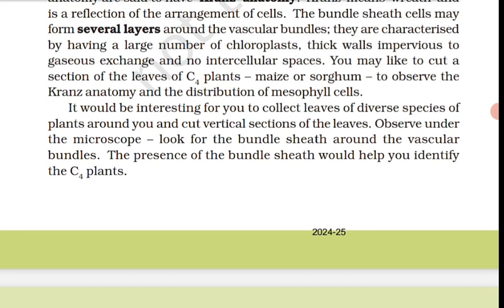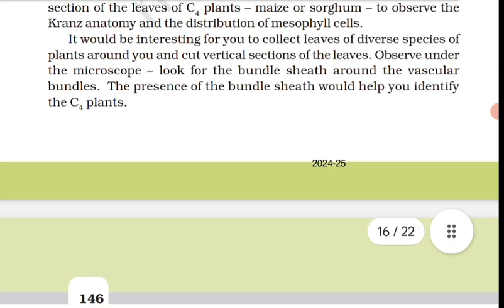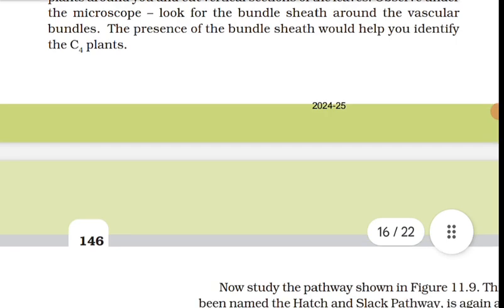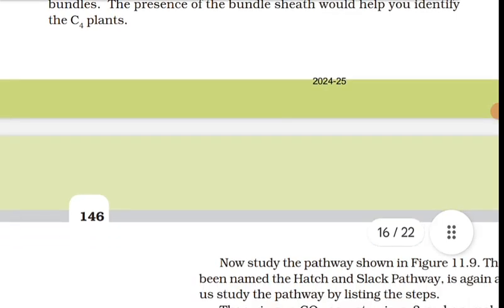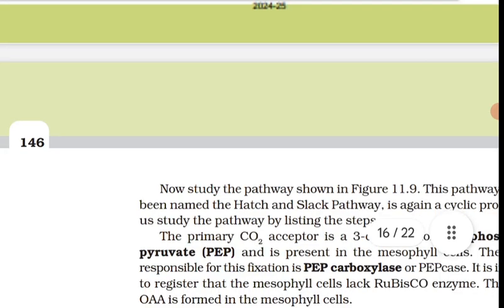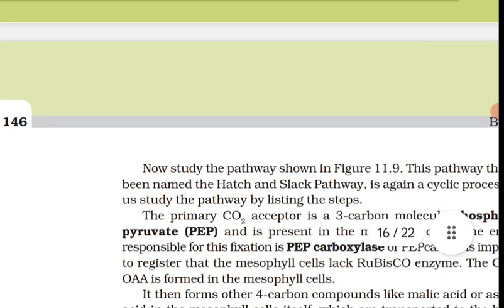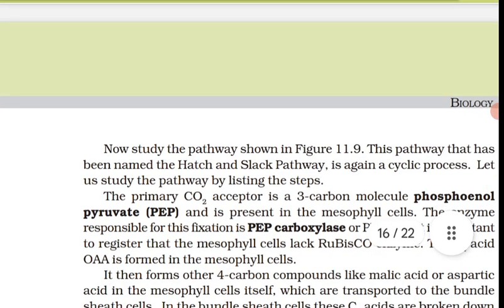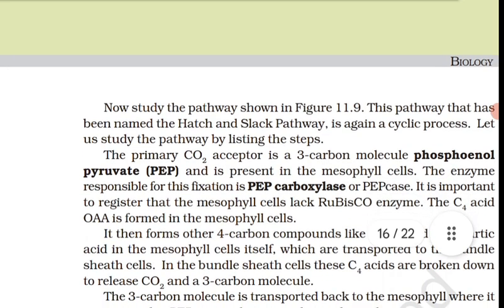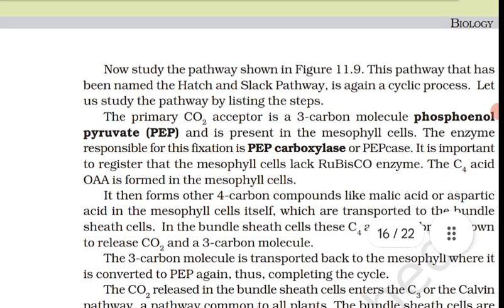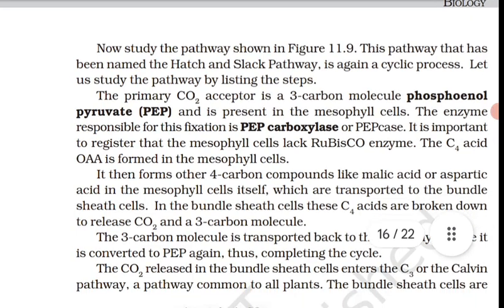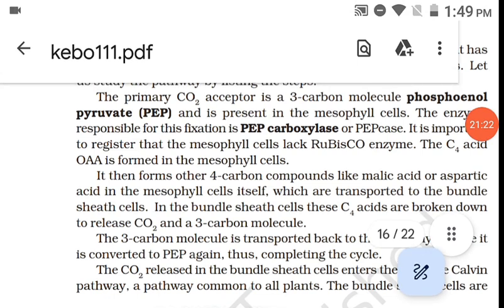In the bundle sheath cells, these C4 acids are broken down to release CO2 and a 3-carbon molecule. The 3-carbon molecule is transported back to the mesophyll cell where it is converted to PEP again, thus completing the cycle. The CO2 released in the bundle sheath cells enters the C3 or the Calvin pathway.